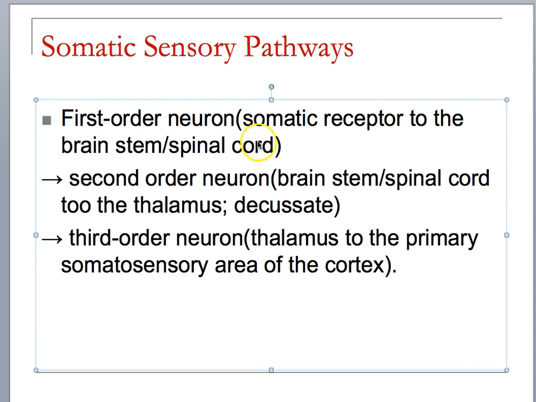What's going to happen, of course, is that first order neuron will collect the information. It's going to send it to that second order neuron, where it's going to travel to the thalamus, and it will decussate before it gets there. Okay, and the third order neuron will then send that information from the thalamus to the primary somatosensory area of the cortex. Big fancy way of saying post-central gyrus. So let's put that in there. Post-central gyrus.